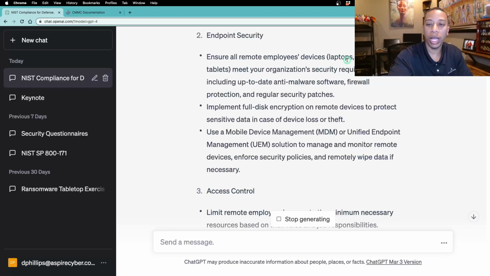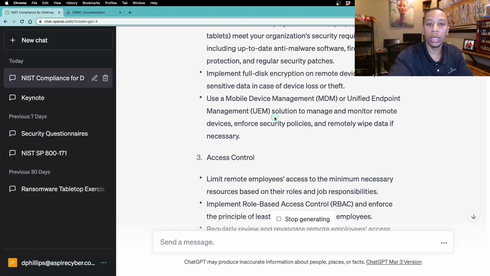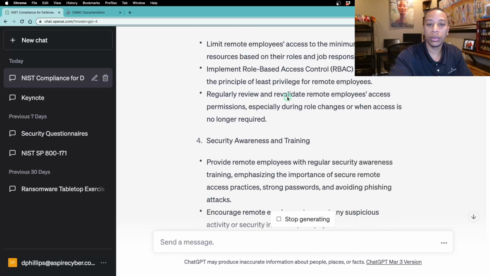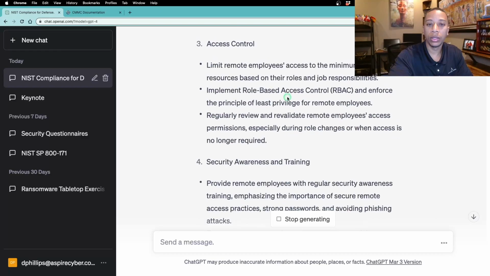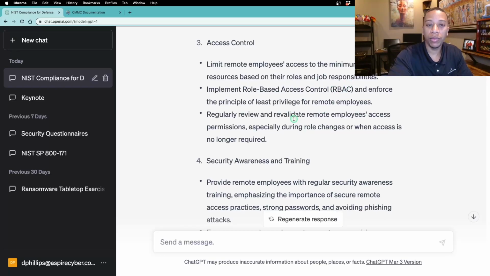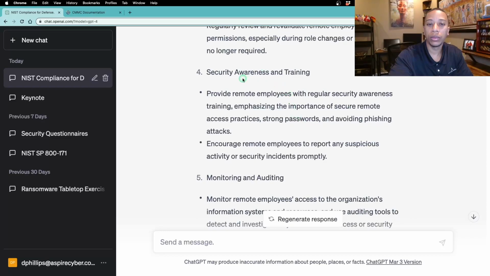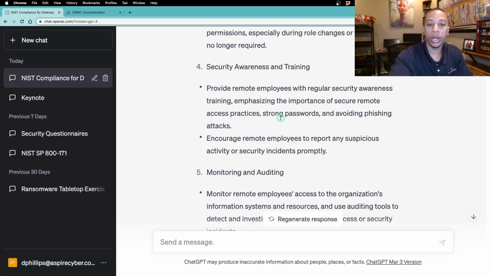Can't forget, so we have the laptops, but also don't forget about those tablets and smartphones. Make sure their devices have full disk encryption. Make sure we're using some type of mobile device management solution. Make sure we're limiting access. Make sure they have the minimum level of access, so that least privilege, need-to-know approach. Make sure we're doing that security awareness and training.